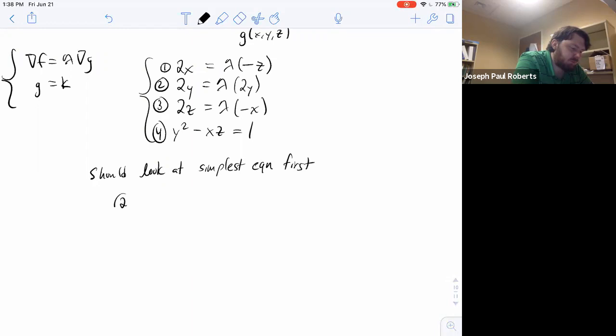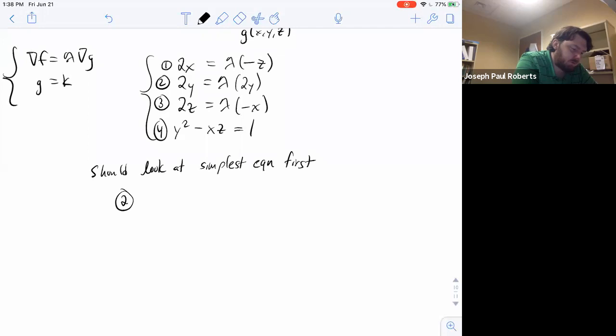So what is the simplest equation? It's equation 2 because it's the only one that has only two things in it. The first one has x, z, lambda, the third one has x, z, lambda, and the fourth one has x, y, z. But notice equation 2 only has y and lambda. So I think that's the easiest way to go. The second equation I could rewrite, being careful, as 2y minus lambda 2y is 0. So 2y times 1 minus lambda is 0. So y equals 0 or lambda equals 1.